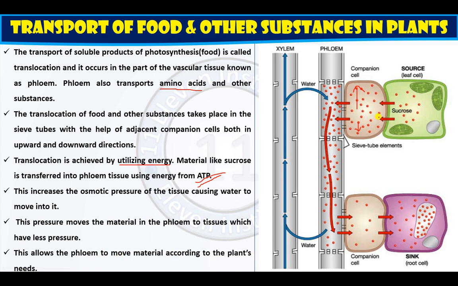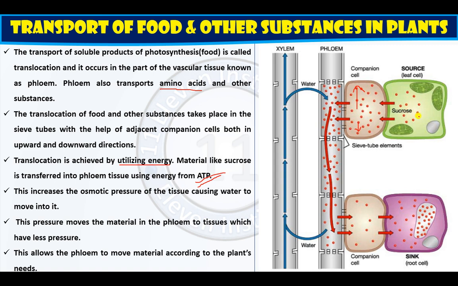So where food is more, definitely the osmotic pressure there will be higher, and where there is no food, the osmotic pressure will be lower. So food will move from higher osmotic pressure to lower osmotic pressure. This process is known as translocation. Very simple, right? I am repeating it once more, repeating it third time.